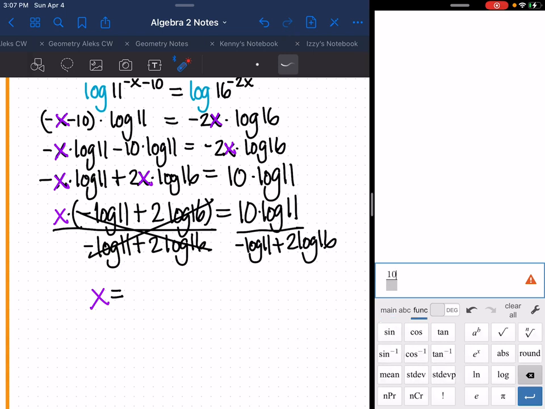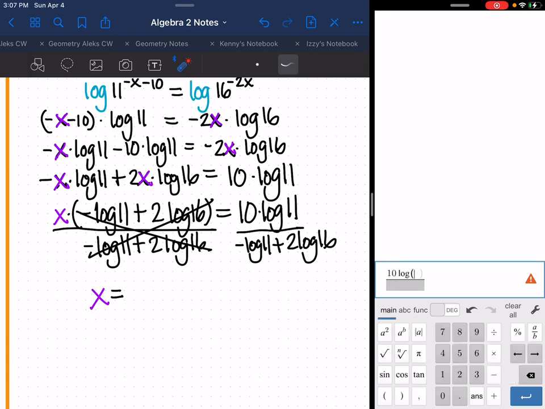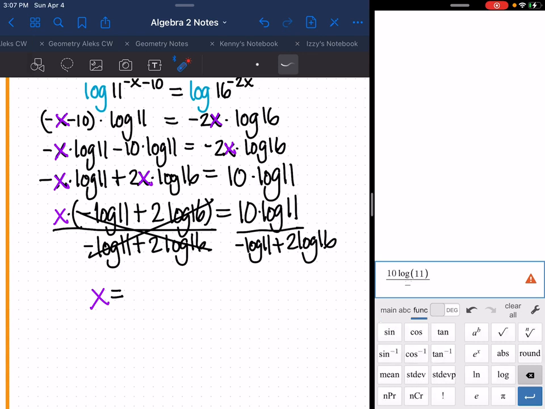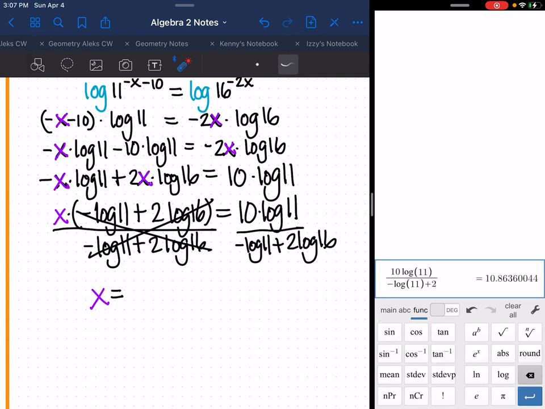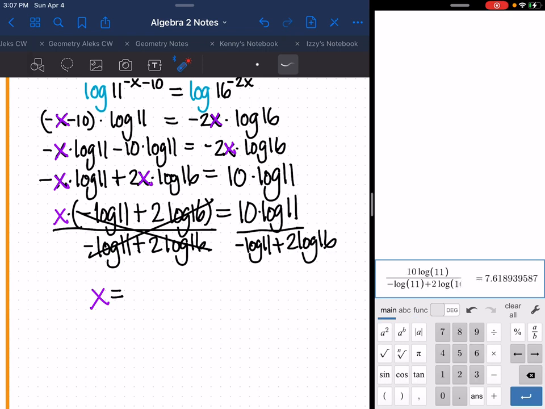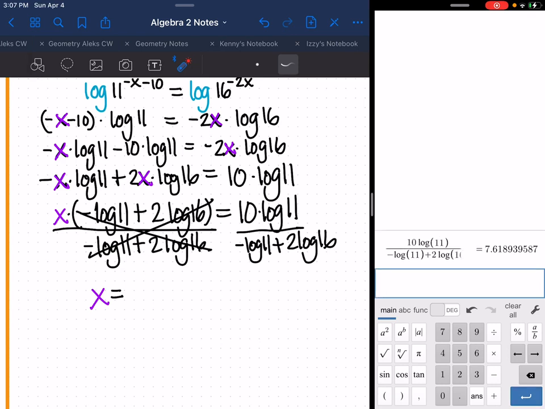There we go. Log 11. And on the bottom, I'm just going to use the subtraction key to be my negative, and I'm just going to put it in. It will work perfectly fine. You are going to want to make sure that you do put in the parentheses on the bottom because you are doing that addition. There we go. There it is. There's my decimal.